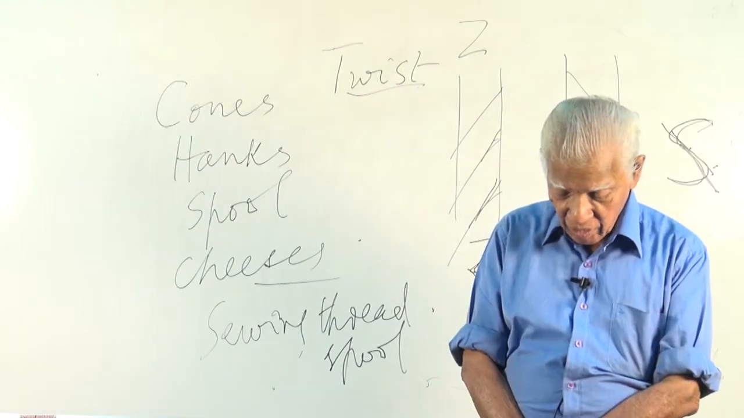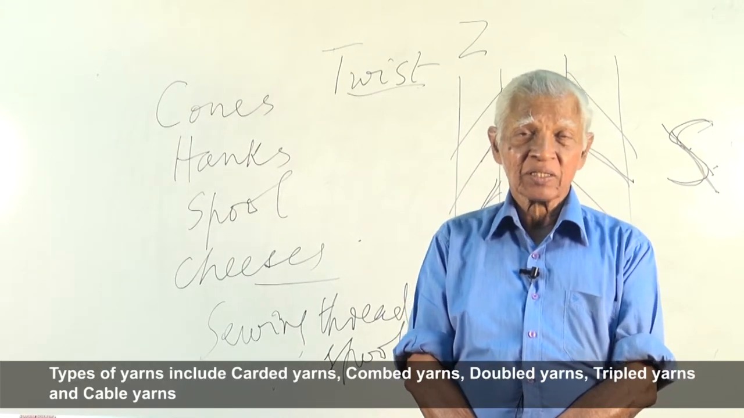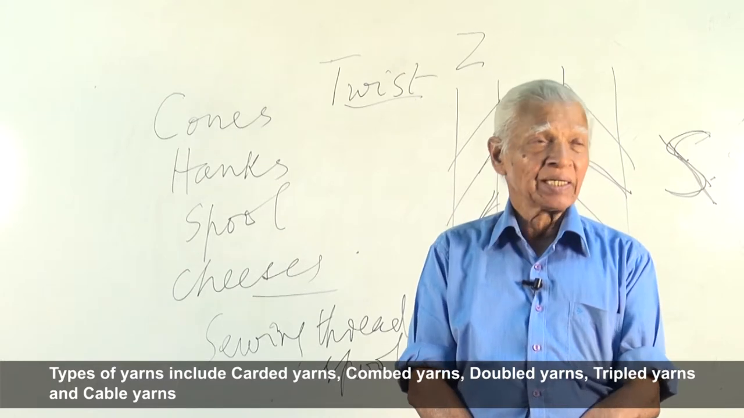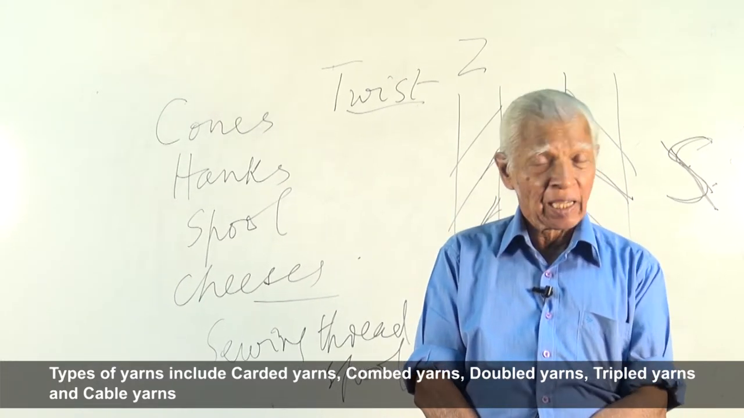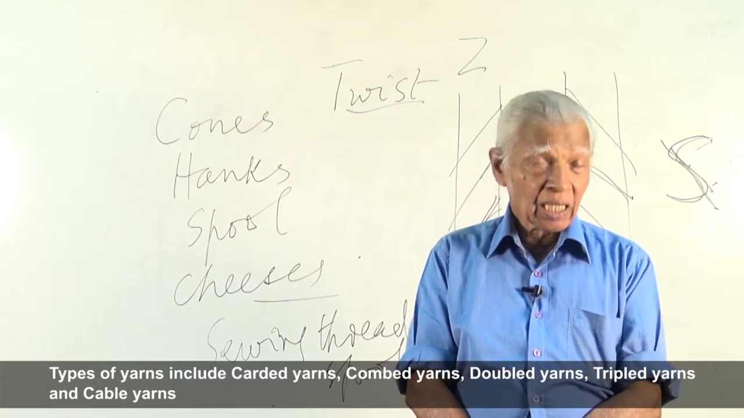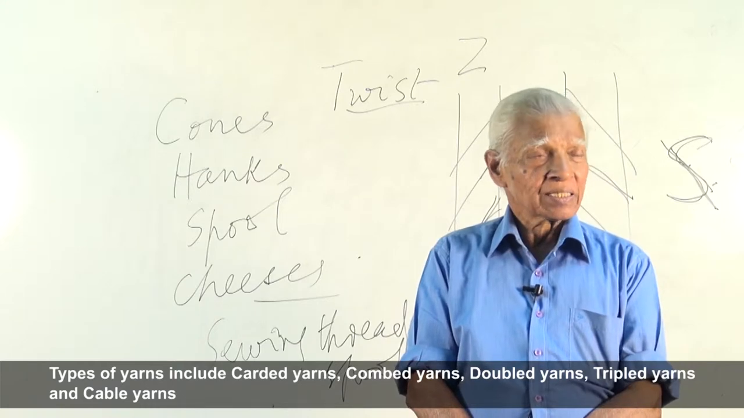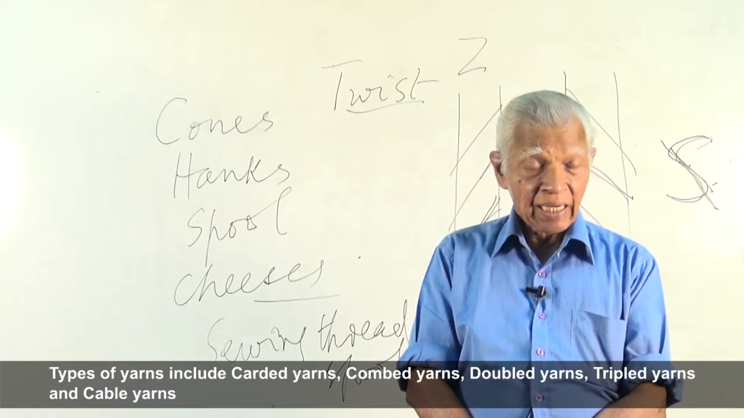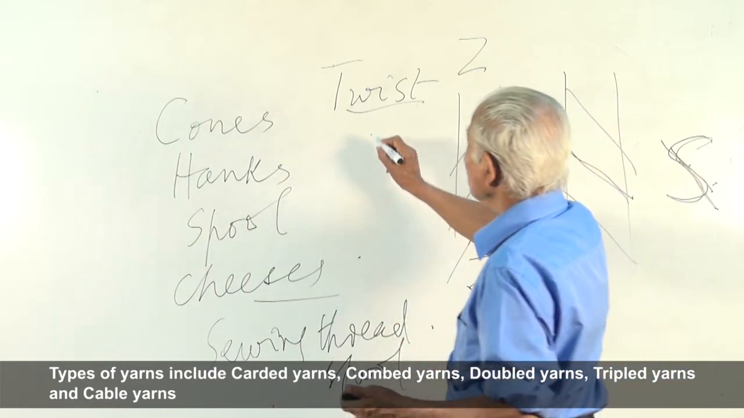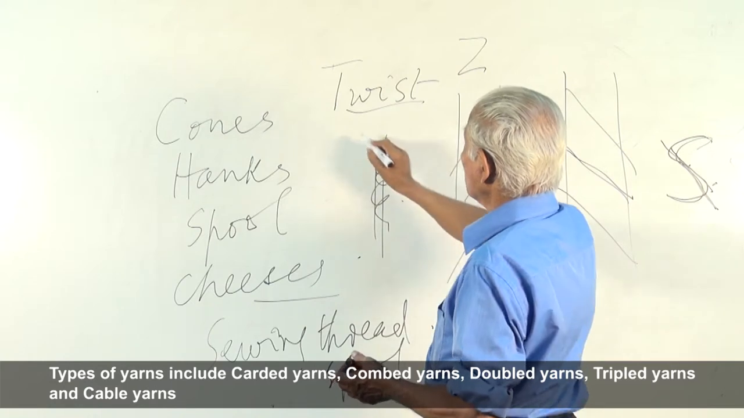We have mentioned the yarns, but there are so many types of yarns, namely carded yarns, combed yarns, doubled yarns, tripled yarns, cable yarn, and so forth. The yarn that is produced in a ring frame is called a single yarn. And after that process, two yarns are combined and twist is given, which we call a doubled yarn.